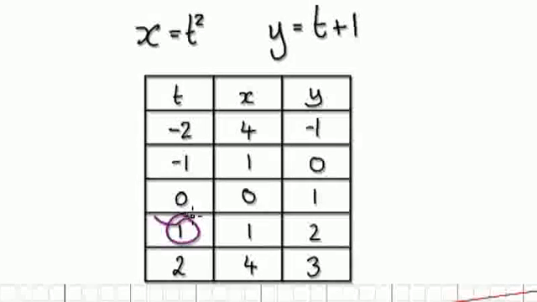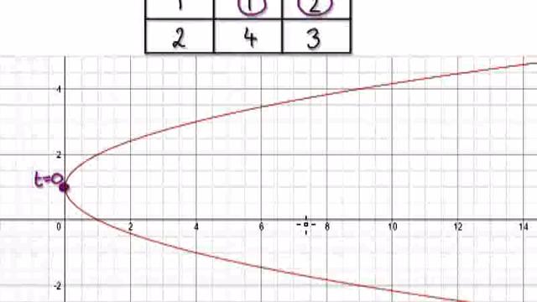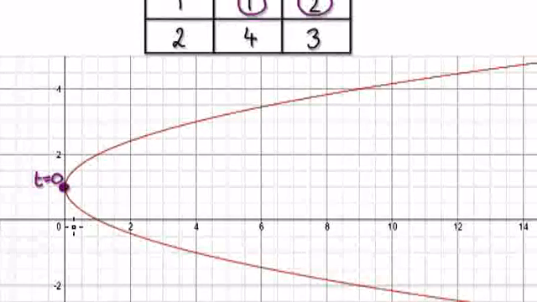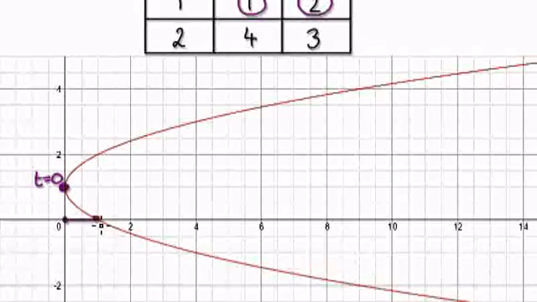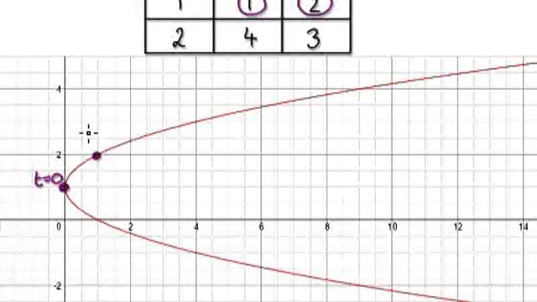is 1. So when time is 1, x will be 1, y will be 2. So it would be here. So this here would be when time equals 1.